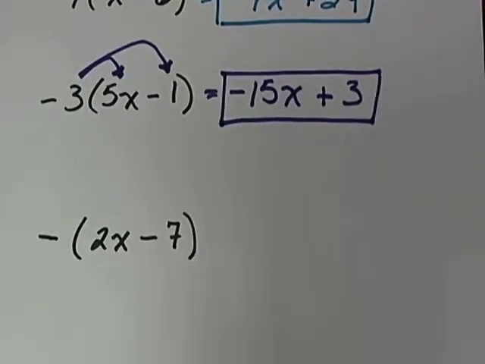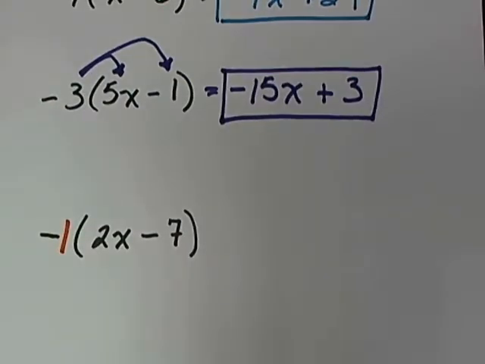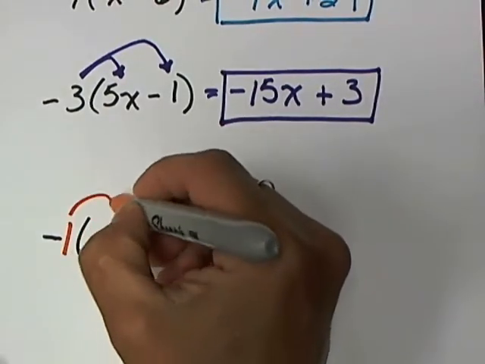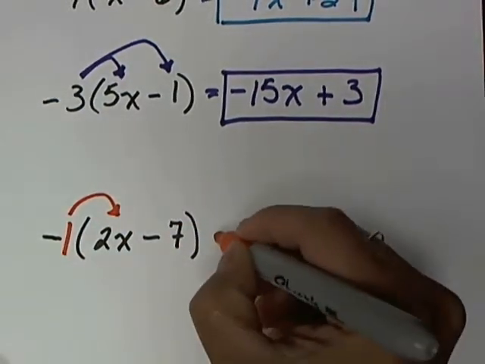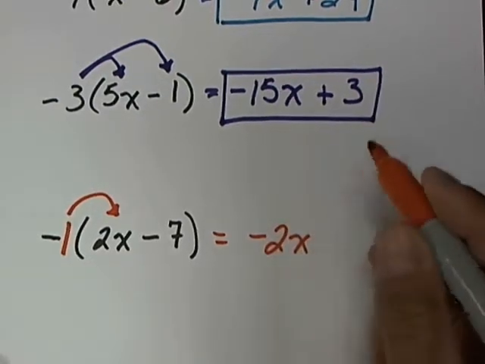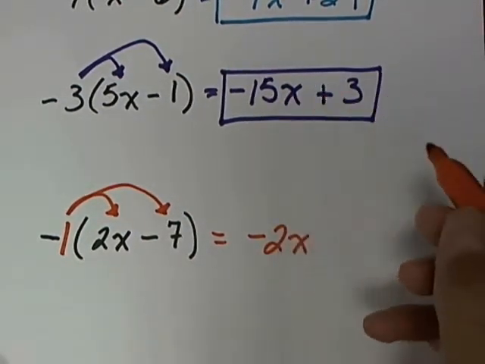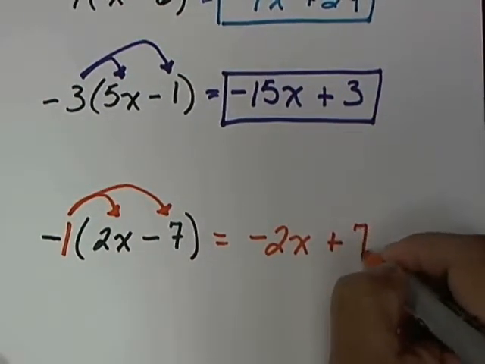How do I simplify that one? Uh-oh. Yeah, we can still do that. What's the number in front that's being distributed in? The god of Mathland, he, she, it, is always with us. So it's just a -1. Now what happens when I multiply a -1 to a 2x? A negative times a positive is a negative. Negative 1 times this negative 7, negative times a negative is a positive 7.